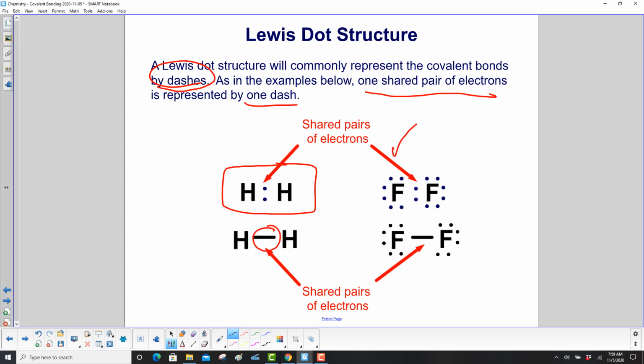You have the 2 fluorines over here. You replace these 2 electrons with a dash. Now, you keep all the other electrons as dots.